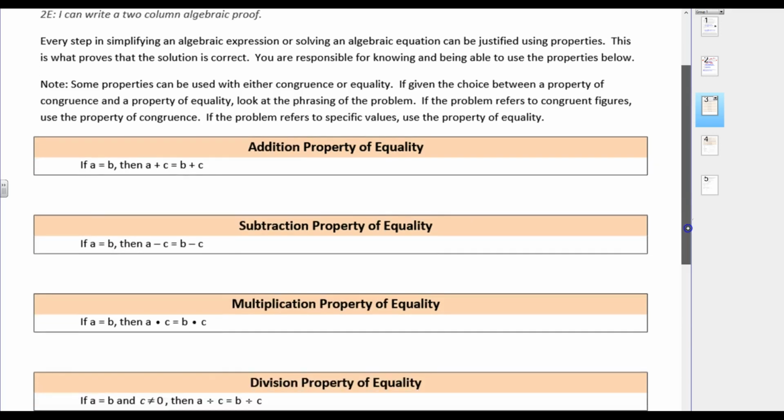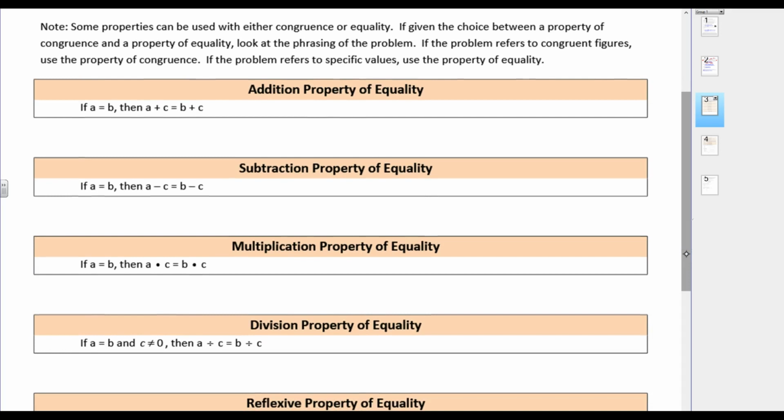Now, some of these properties can be used in either congruence or equality. If given the choice between a property of congruence or a property of equality, look at the phrasing of the problem. If the problem is referring to congruent figures, we're using properties of congruence. If you were referring to specific values, we'll be using properties of equality.